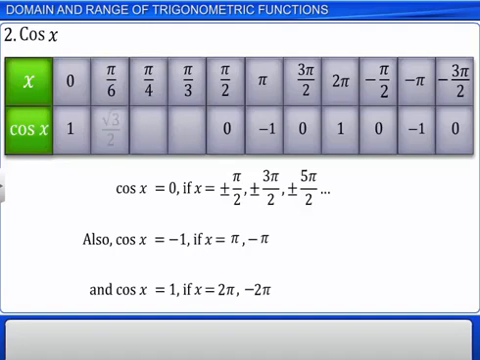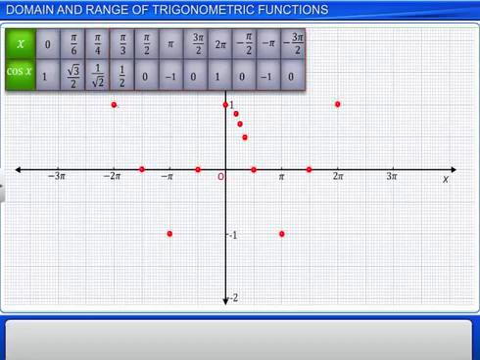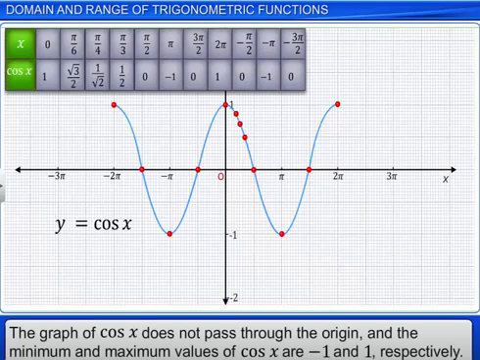Cos pi by 6 is root 3 by 2. Cos pi by 4 is 1 by root 2. And cos pi by 3 is 1 by 2. Now, let us plot the values of x on the x-axis and the corresponding values of cos x on the y-axis. We get the graph as shown. Observe that the graph of cos x does not pass through the origin, and the minimum and maximum values of cos x are -1 and 1 respectively.